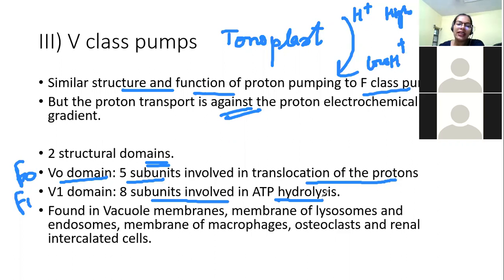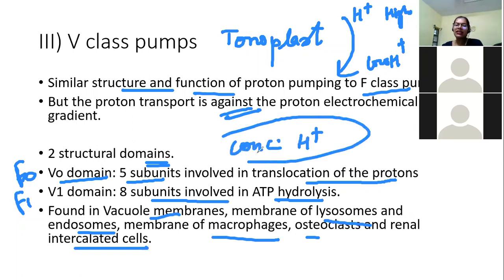Now, where do you find these? You find them on the membranes of the vacuole, on the lysosomes, endosomes, macrophages, osteoclasts, and renal intercalated cells. Now, can you tell me what exactly this pump will be doing if it is concentrating H plus? What does it mean exactly, the function of the V class pump? What exactly is it doing? Any idea?